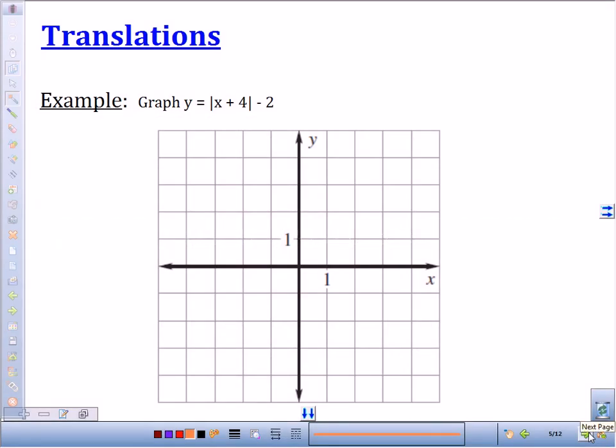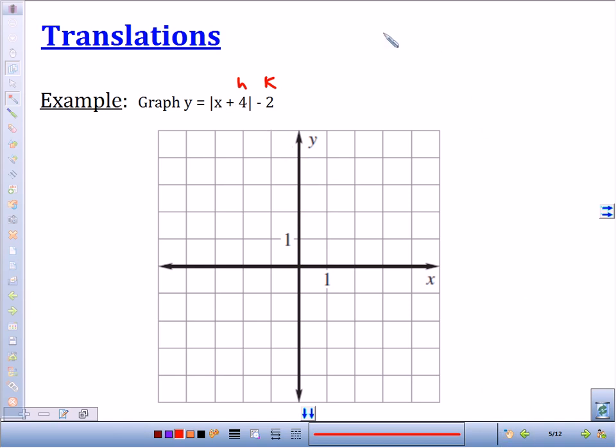We might be given a graph, or given an equation and asked to graph it. If we are asked to do that, the process can be fairly simple, or it can be a little bit more complicated. Since we're just dealing with a translation right now, we're not changing the shape of the graph. All we need to do is look at h and k. In this case, I have the absolute value of x plus 4, minus 2.